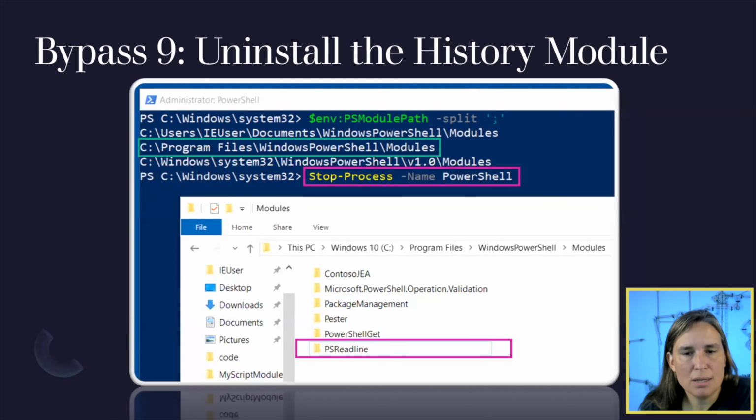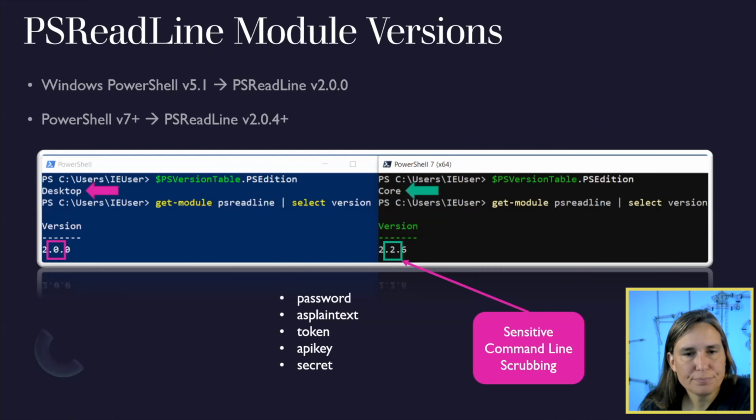But you can use PowerShell to kill PowerShell so that that module's not in use, and then the operating system will let you delete it. You can just go into your Program Files modules directory and delete that PSReadLine folder, and that's essentially uninstalling it. And that would definitely stop things from getting to the history file.